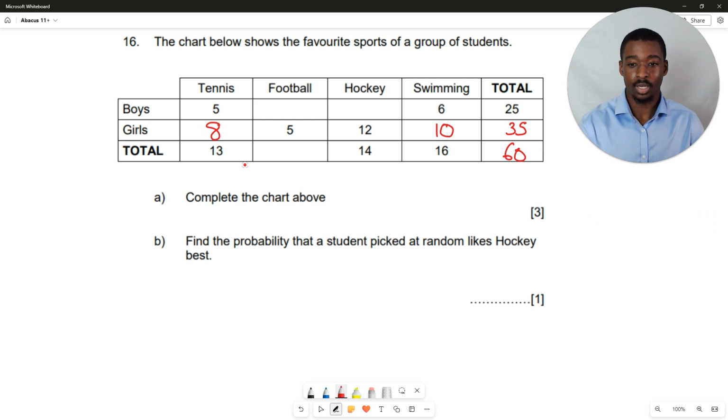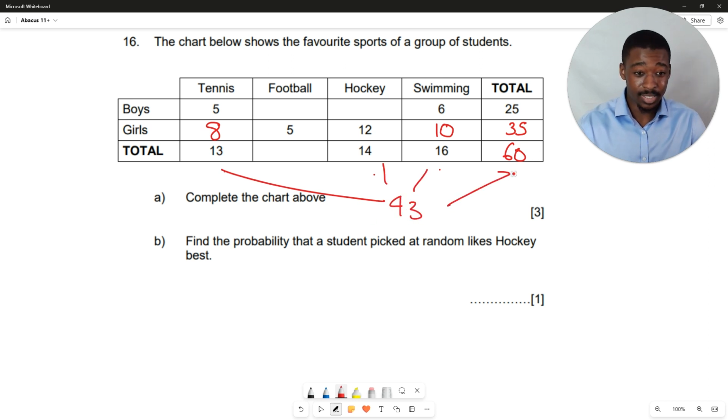one unknown. So here we have 13 plus something, plus 14, plus 16 equals 60. So let's work out 13, 14, 16. 13 plus 14 is going to give us 27. 27 plus 16 is going to give us, 27 plus 6 is 33. 33 plus the remaining 10 is 43. So we have these all adding up to 43. So to get to 60, our total, this has to be 17.